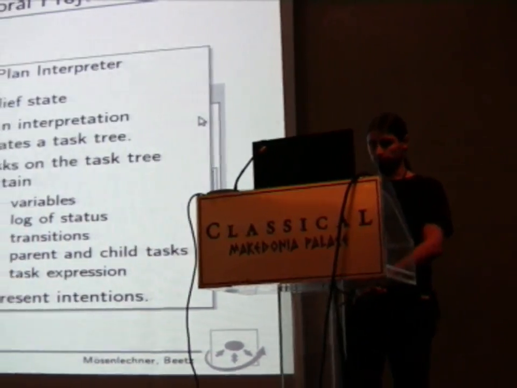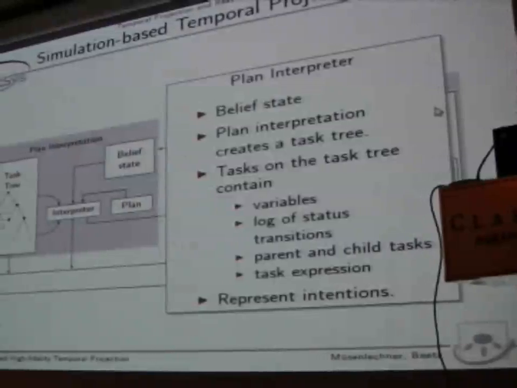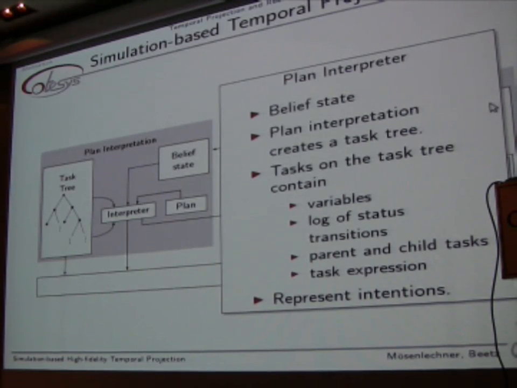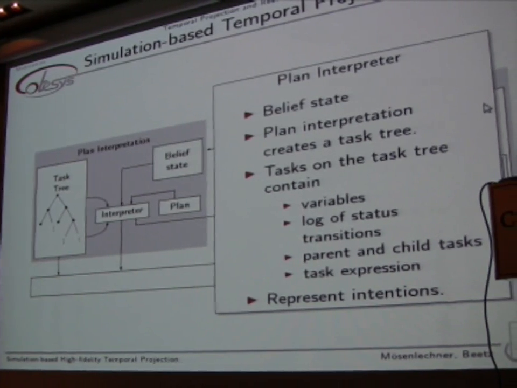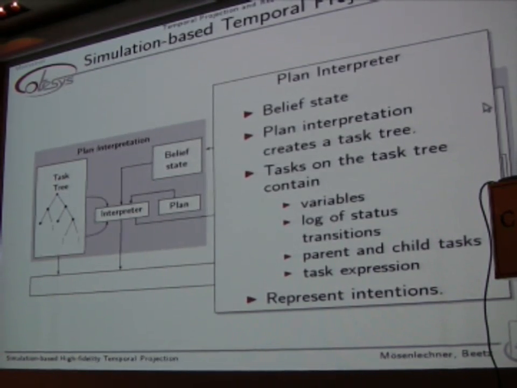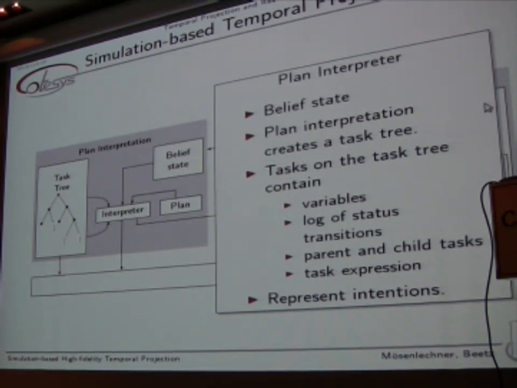And on the other side, we have the plan interpreter. The plan interpreter basically contains the complete belief state. So state variables and so on. And during plan interpretation, every plan step is part of a hierarchically structured task structure. So during plan interpretation, a task tree is created. We have child and parent relation in there, and we have access to the local variables of the plan. So basically, they are control programs and contain variables. We have access to all this information.